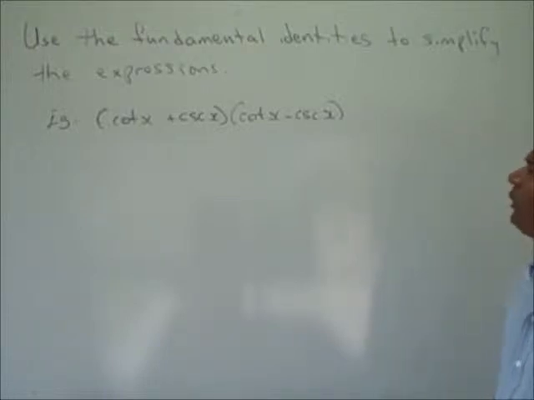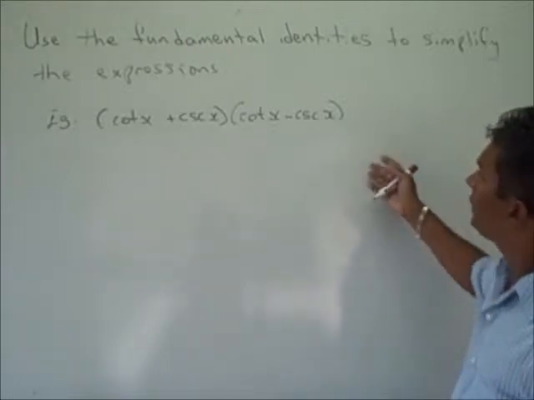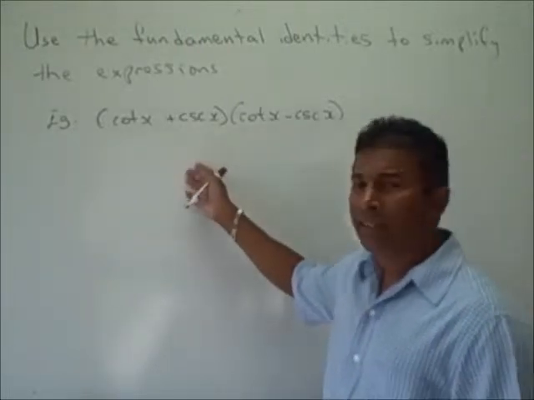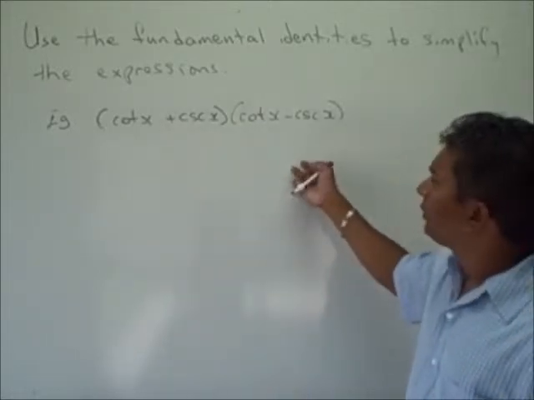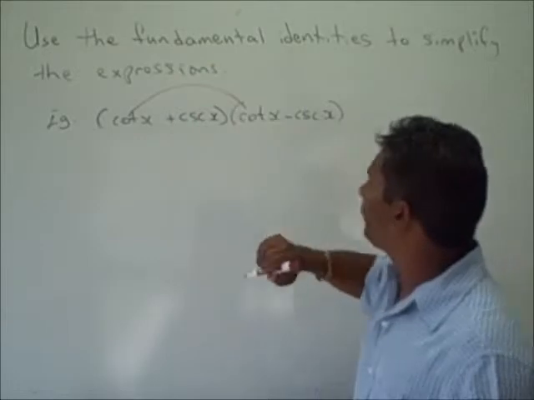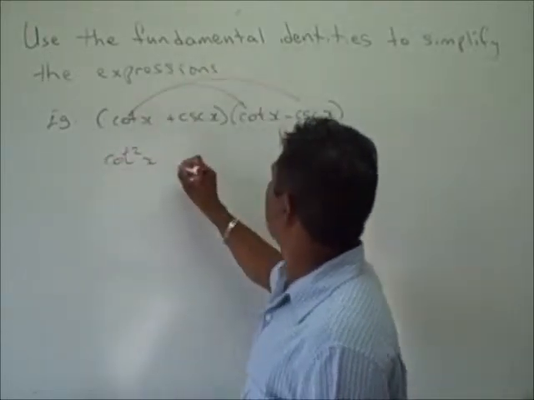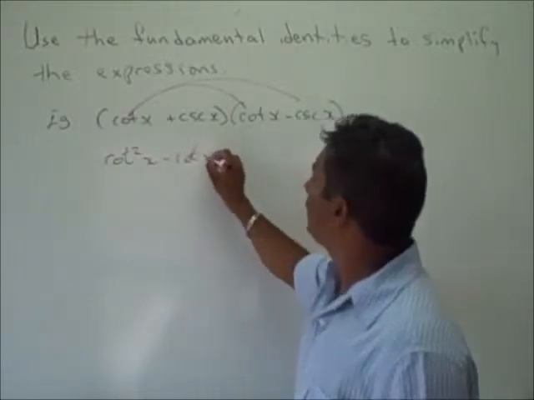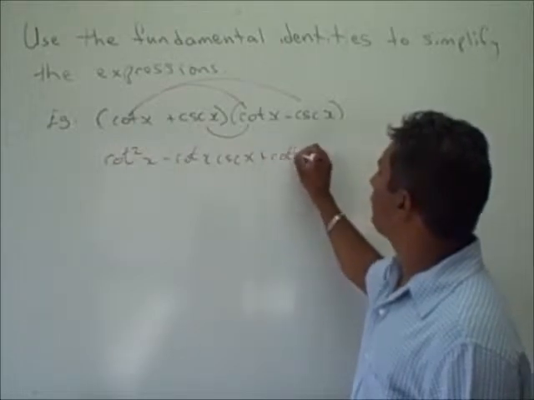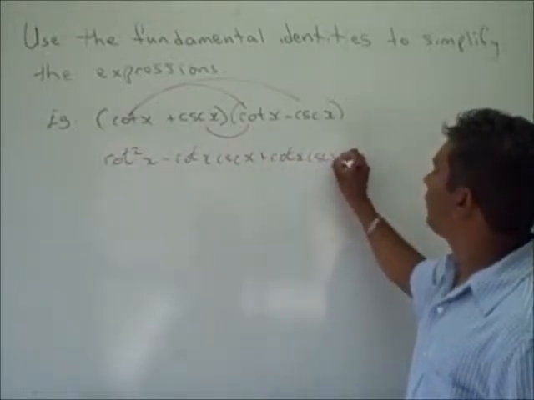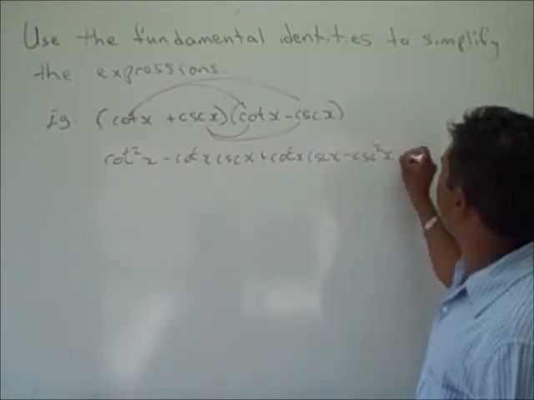In this example, we're going to use our multiplication properties of polynomials to simplify these identities. So here we have this binomial times this binomial. If we use our distributive property, this becomes cotan squared x minus cotan x cosecant x plus cotan x cosecant x minus cosecant squared x.